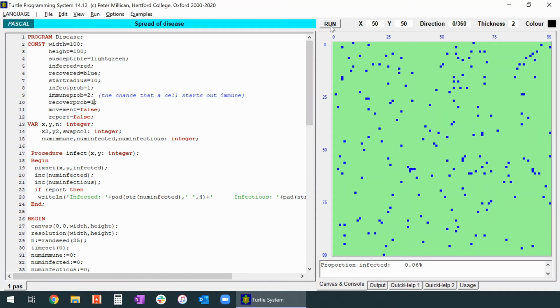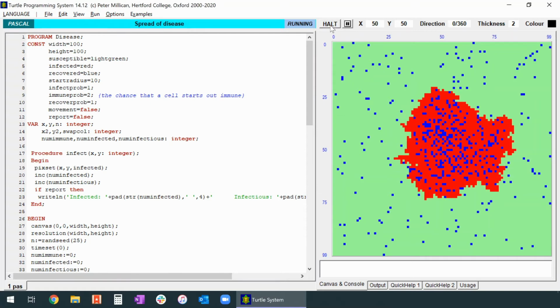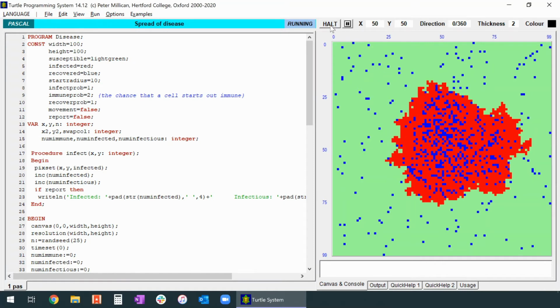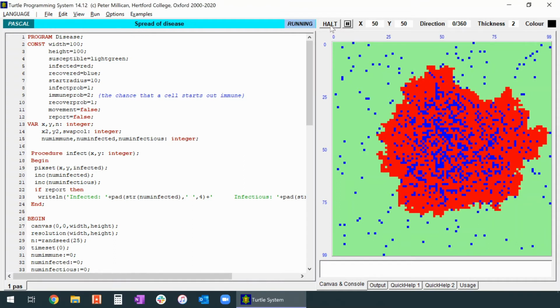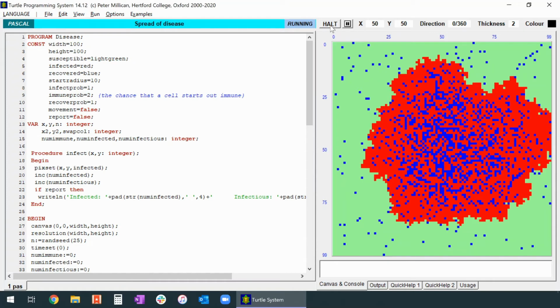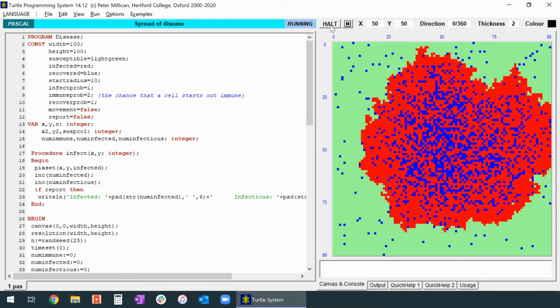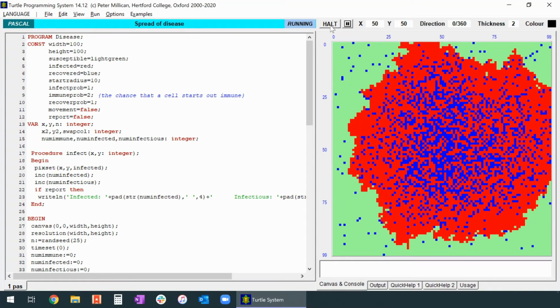And if we run that, then what happens? So you can see the disease is spreading very quickly. And if we just wait for it to run its course, what we'll find is that actually no cell escapes. With a recovery probability this low, the chance of every neighbour being infected is just too high. So the disease will work its way through the whole population eventually. That's what recover prob does. It changes the probability of a cell to recover.